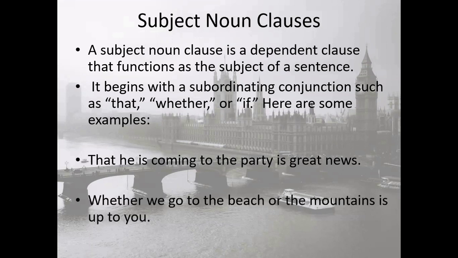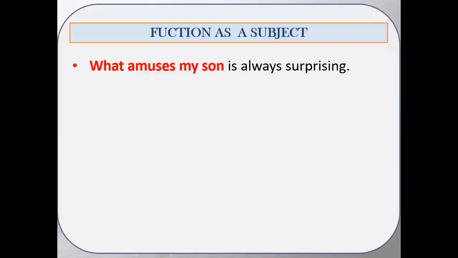Then, whether we go to the beach or the mountains. Again, this part starts with a subordinating conjunction, and this complete part, whether we go to the beach or the mountains, is a noun clause, and as it is in the place of the subject, the noun clause functions as a subject. More examples. What amuses my son is always surprising. What amuses my son, this part is basically the subject. So here this noun clause is used as a subject.